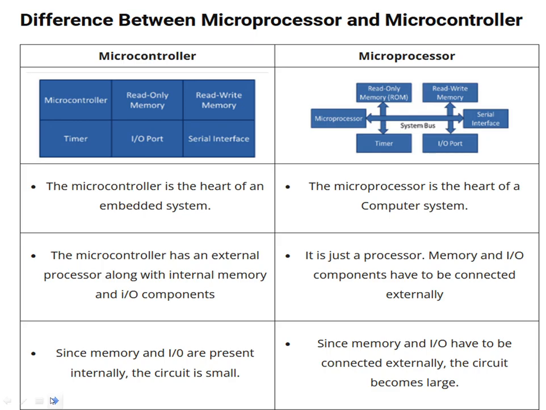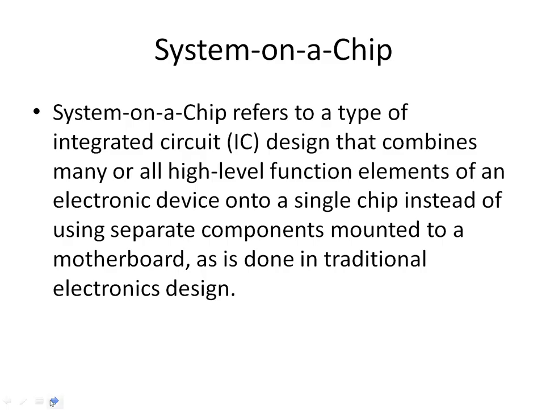The difference between a microprocessor and a microcontroller: the microcontroller is the heart of an embedded system, while the microprocessor is the heart of the computer system. A microcontroller has the processor along with internal memory and input-output components. A microprocessor has just the processor, and the memory and input-output components have to be connected externally. Since memory and input-output are present internally in a microcontroller, the circuit is small. Since they have to be connected externally for a microprocessor, the circuit becomes large.